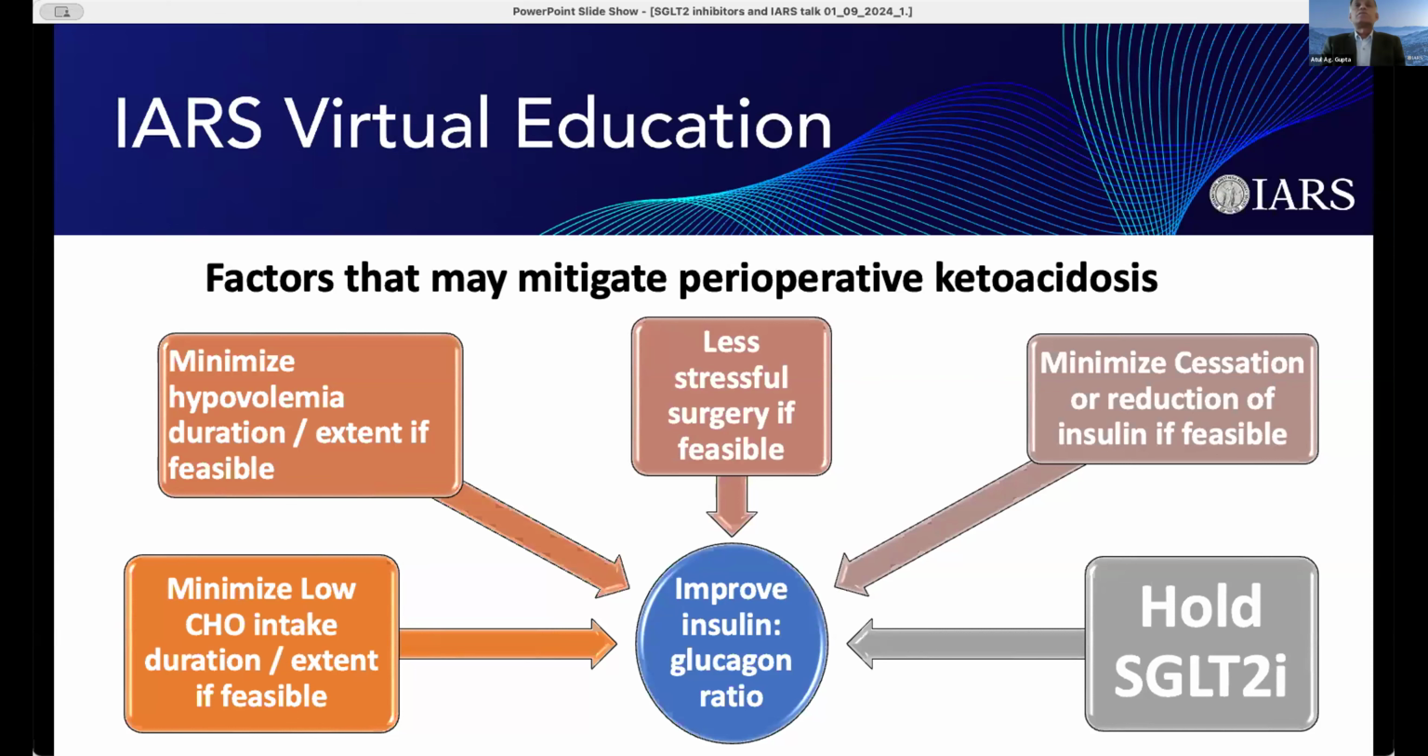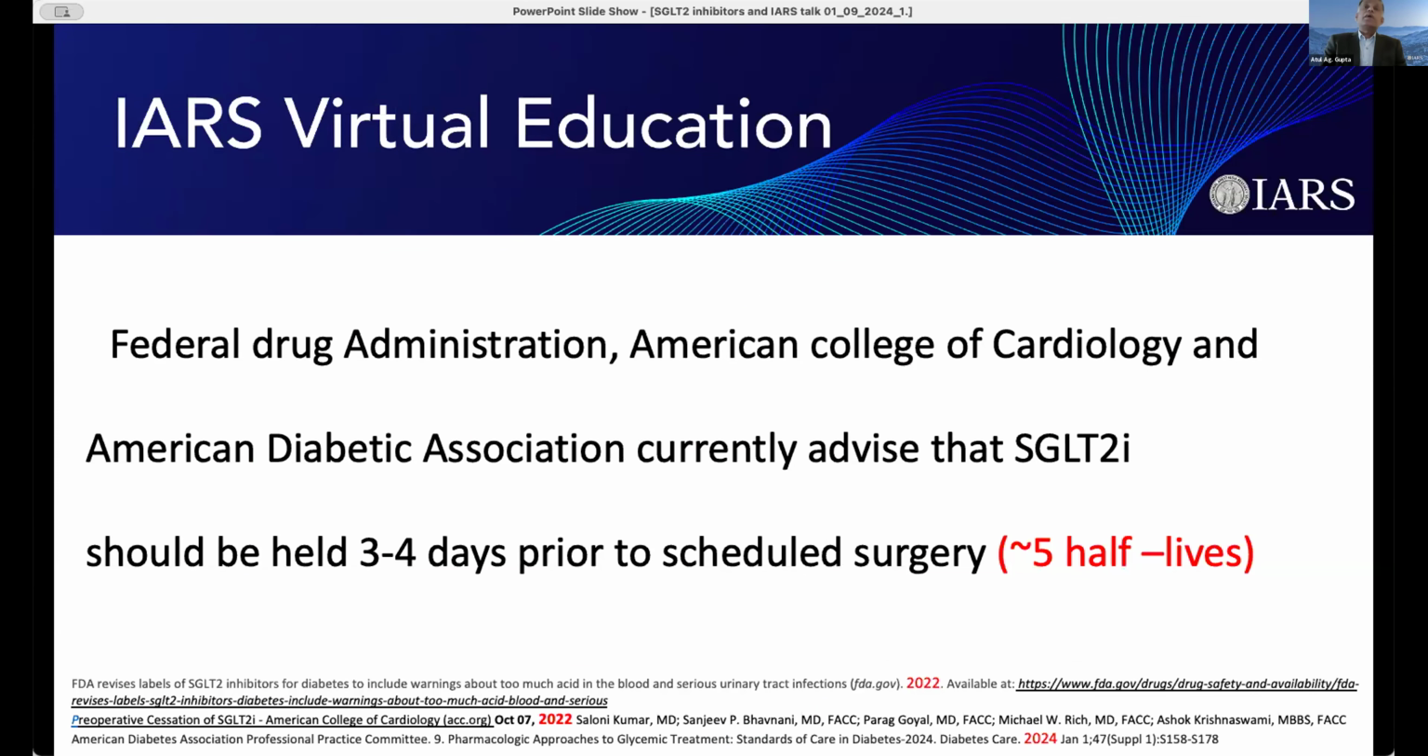Next slide, please. Indeed, both the FDA in their 2022 guidelines, the American College of Cardiology in 2022 guidelines, and the most recent ADA 2024 diabetes standards of care currently advise that SGLT2 inhibitors should be held 3 to 4 days prior to scheduled surgery. This is based upon their approximate half-life of 11 to 13 hours, and the regulatory societies recommend we hold these inhibitors for about 5 half-lives. Next slide, please.